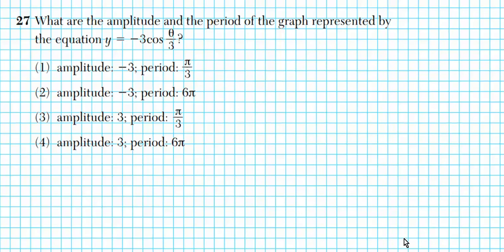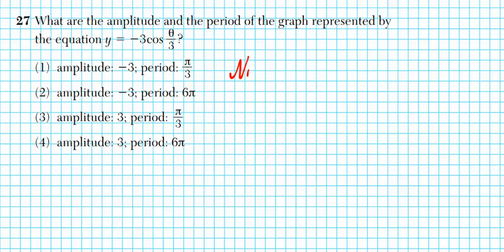Okay, let's take a look at problem number 27. It says, what are the amplitude and period of the graph represented by the equation y equals negative 3 cosine theta over 2? So there's one little trick that can help you eliminate distractors from this problem.